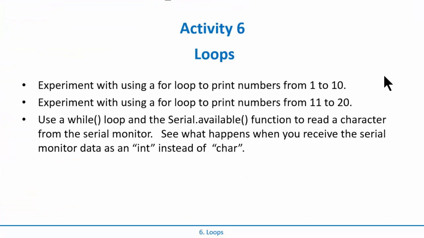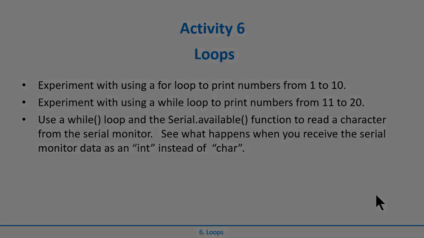Do a for loop, do a while loop. Use a for loop to go 1 to 10 and print 1 to 10, use a while loop to do 11 to 20, and then use this while loop and this Serial.available function to read a character from the serial monitor. That's going to be a big one. I mean, that's something that you can use like crazy. So go ahead and play around with that, and pause the video and see how it goes.